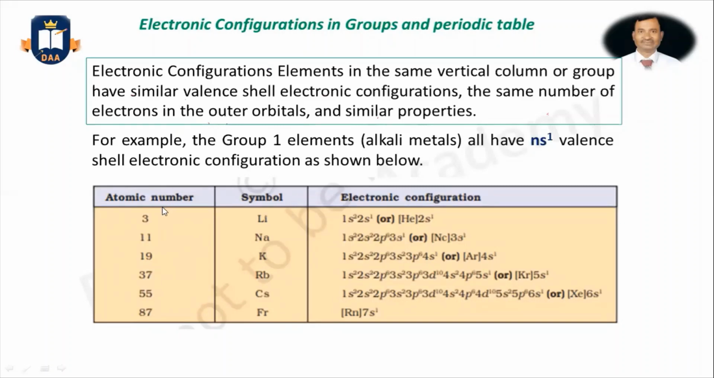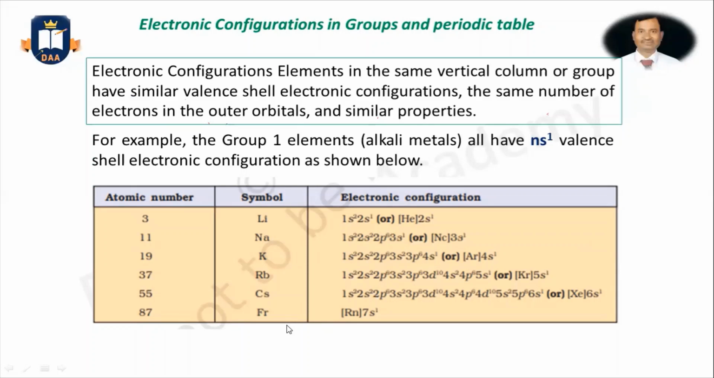So group number 1, you see the alkali metals: lithium, sodium, potassium, etc. Every element of group number 1 has outer shell configuration ns1. That means for lithium the principal quantum number n is 2, that's why it is 2s1. Then for sodium 3s1, potassium 4s1 outermost electron shell configuration, and so on.